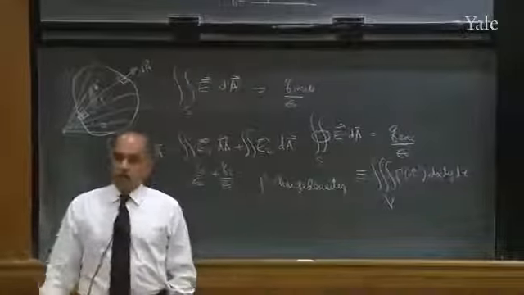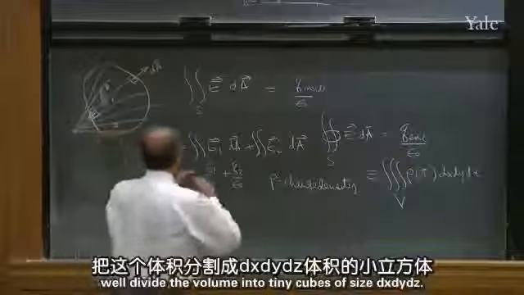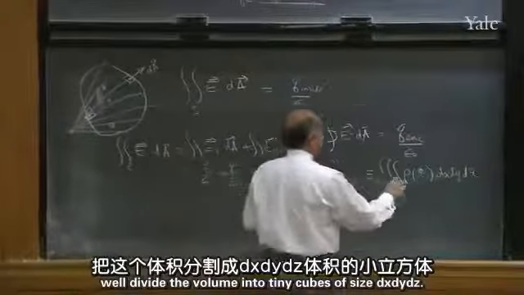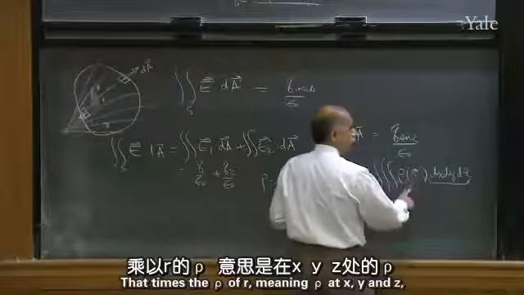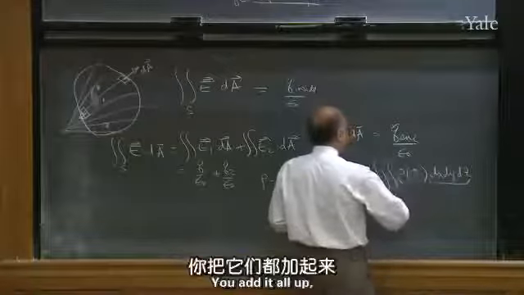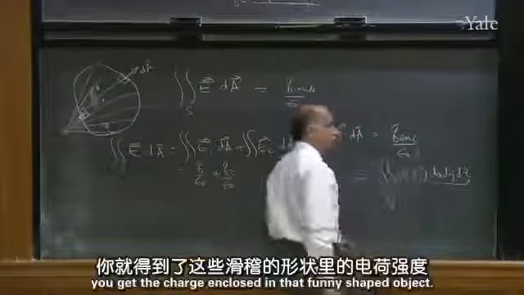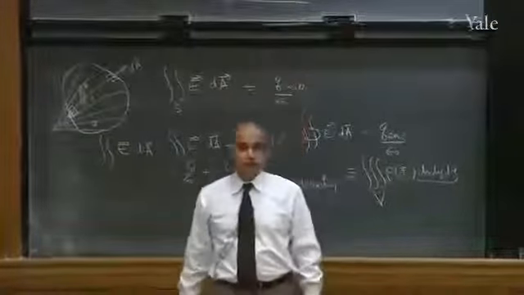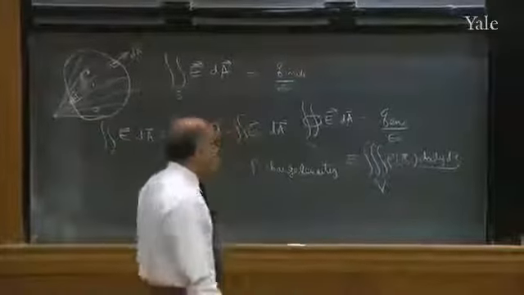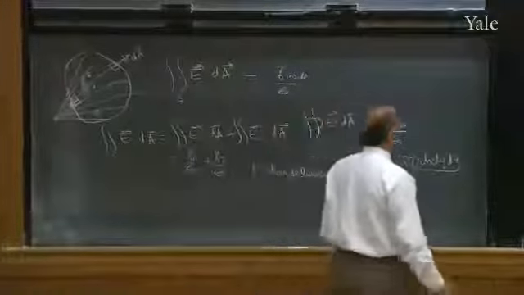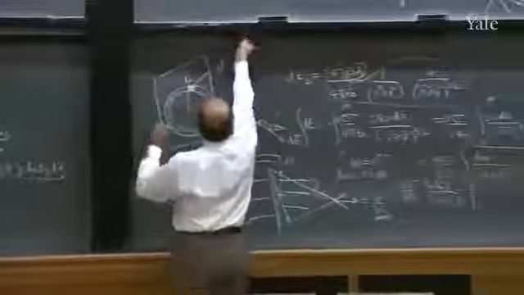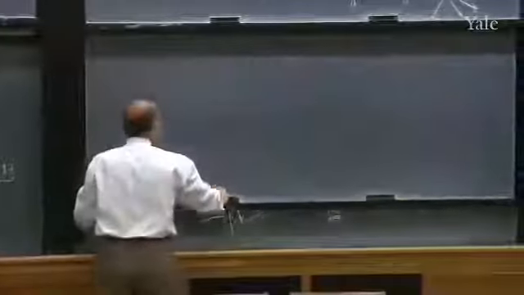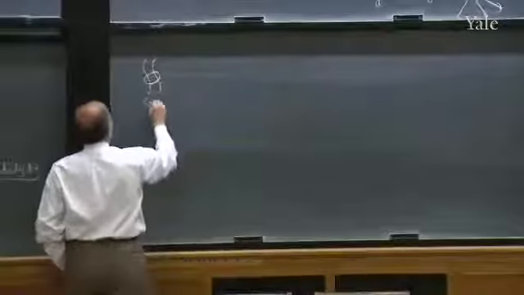You know, if you want to say how many coulombs are there, well, divide the volume into tiny cubes of size dx, dy, dz. That times the rho of R, meaning rho at x, y, and z, is the charge inside the cube. You add it all up, you get the charge enclosed in that funny shaped object. So this is the final form of Gauss's law that we're going to use. I'm going to use the symbol, which is very useful.